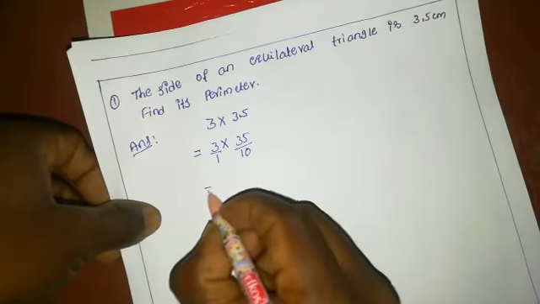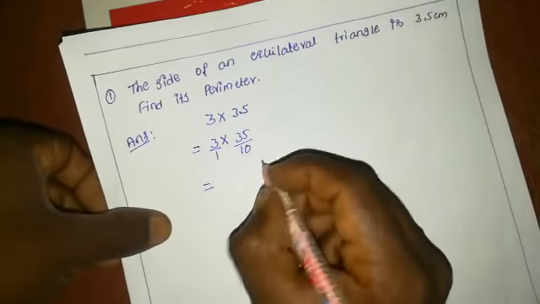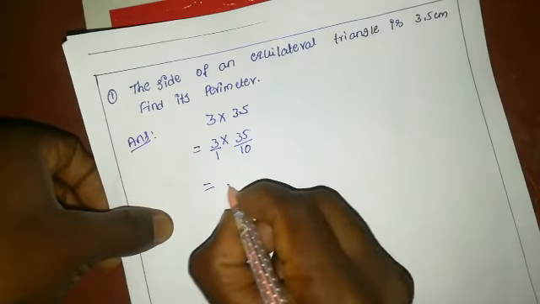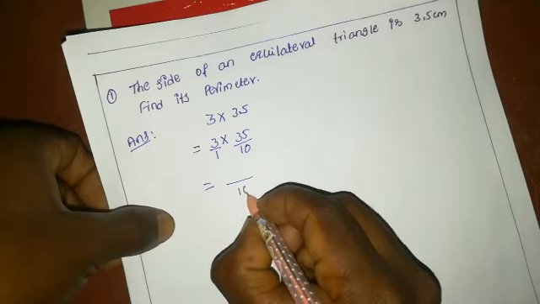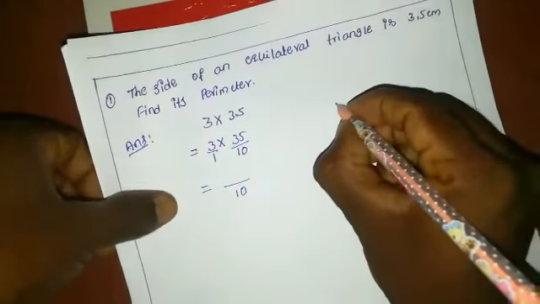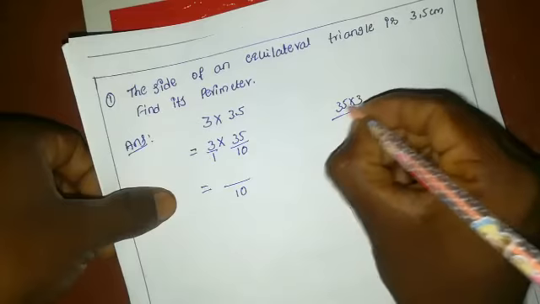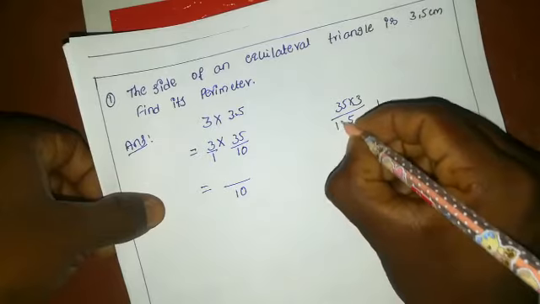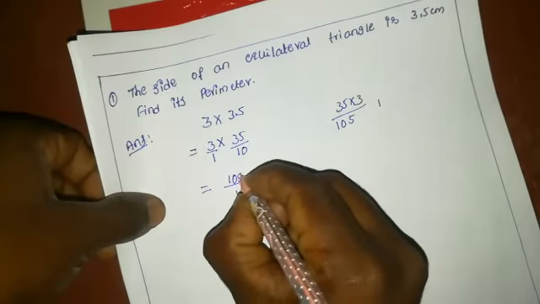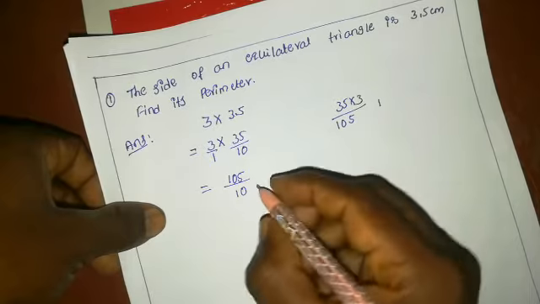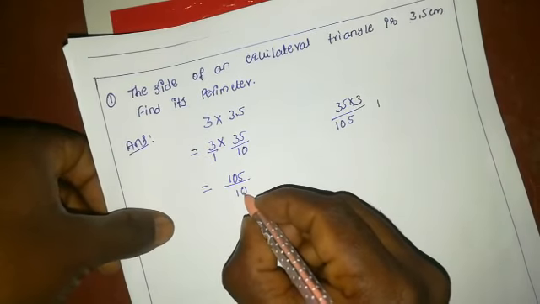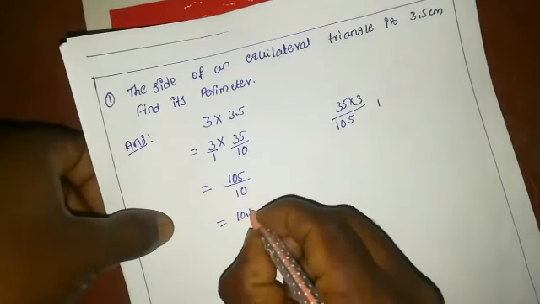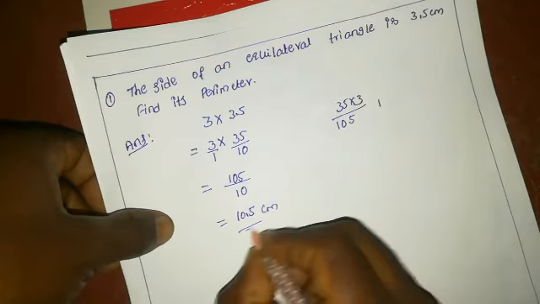Now we have to multiply the fractions. We multiply the numerators and we multiply the denominators. Denominator: 10 into 1 is 10, and numerator: 35 into 3. 3 fives are 15, 1 is carry. 3 threes are 9, plus 1 is 10. So 105 divided by 10. In the denominator we have 10, so we put the point after one digit, which means 10.5. 10.5 centimeters is the perimeter of the triangle.